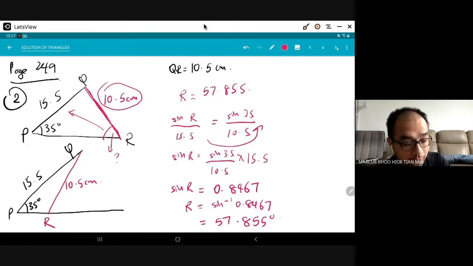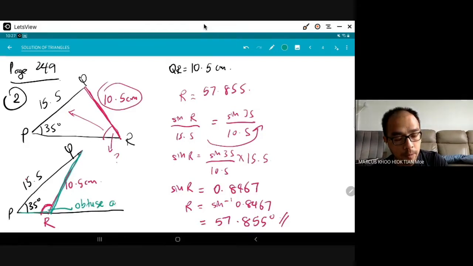Okay, so take a look at this angle now. Do you think that this angle can be 57.855? From the shape of the triangle, you know already. Take a look at this line. I'm going to change color so that you can see. Take a look at this angle. From the picture itself, this is definitely an obtuse angle. It's impossible for this angle to be 57.855.